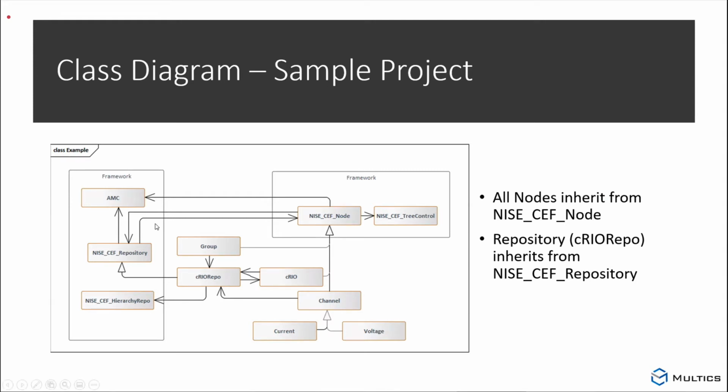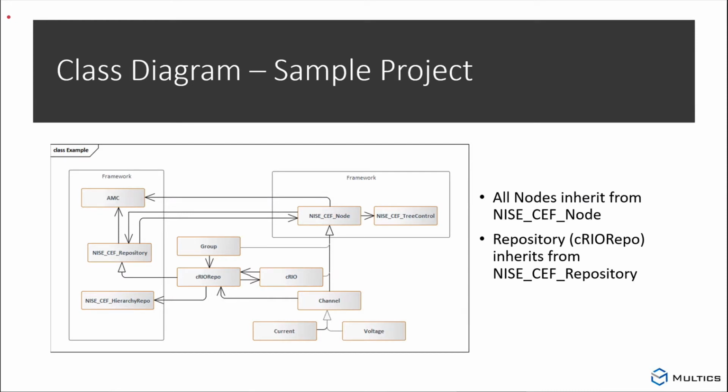So if you look at the arrows, this is a class diagram. Sorry, it's a bit messy, but the closed triangle is inheritance. For example, the CREO repo is now inheriting from the CEF repository, and the current and the voltage channel nodes are inheriting from channel, and then the channel inherits from the CEF node. So this is just for you to get an idea of what is involved.